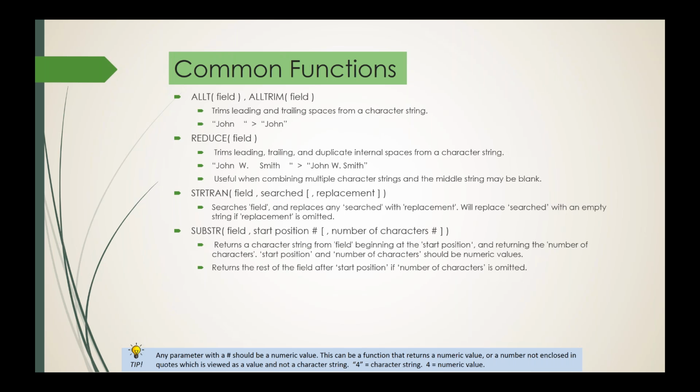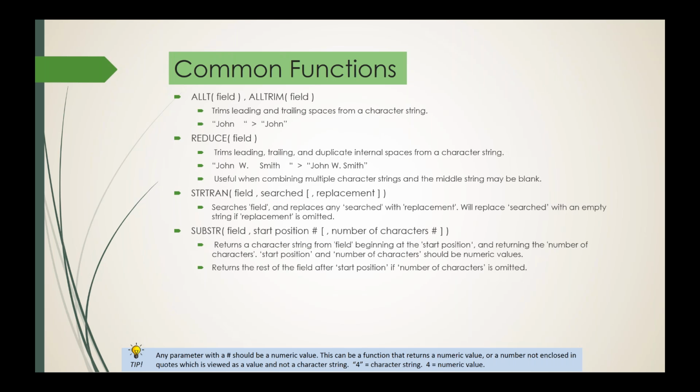So in the tip at the bottom of your window, you can see any parameter with a number sign should be a numeric value. This can be a function that returns a numeric value or a number not enclosed in quotes, which is viewed as a value and not a character string. So if we had 4 enclosed in quotes, it would be viewed as a character string. A 4 not enclosed in quotes is a numeric value. And you'll see this in examples that we have, so don't worry if it's a little confusing right now. We'll go over exactly how we can search for things, and there will be examples of all these functions.